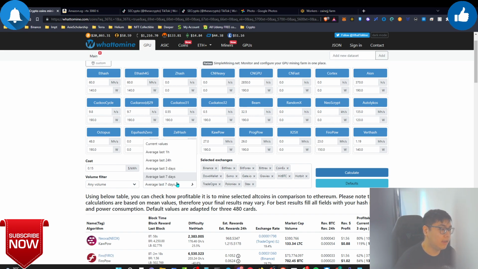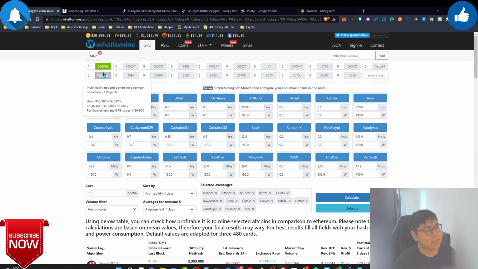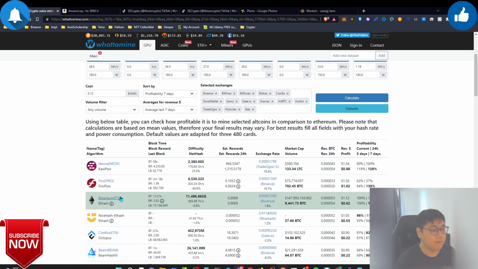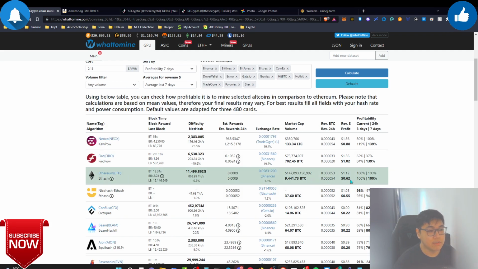And over here, the average rewards, revenue, I would say the average of the last 7 days, just hit calculate. If you use a 3060 Ti mining Ethereum, you are getting around 62 cents of profit after electricity. For your profit, if your electricity is totally free and you are leeching off your parents, or off the school dorm or whatsoever, you can try to set up a GPU rig, but of course do not get caught.